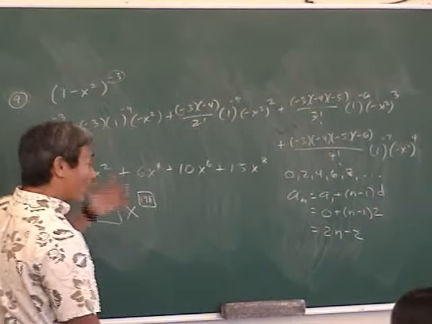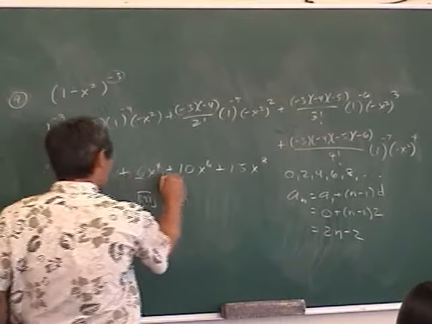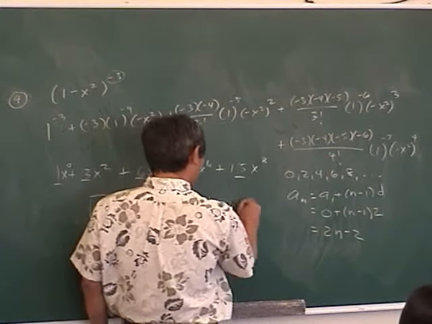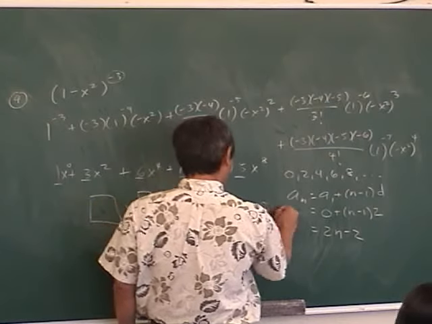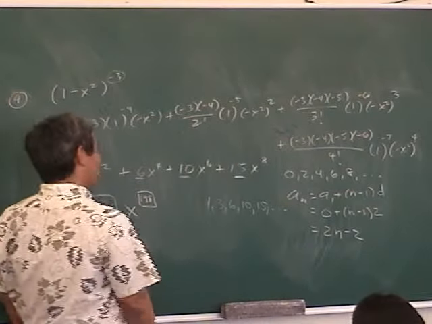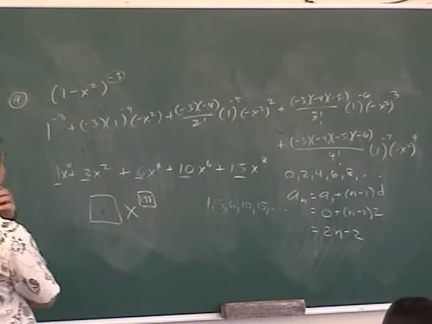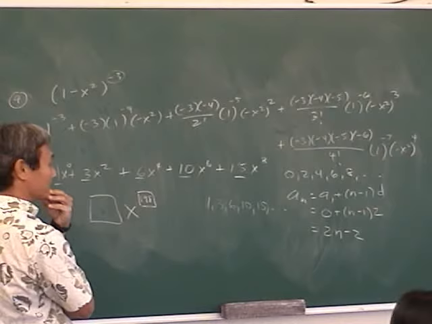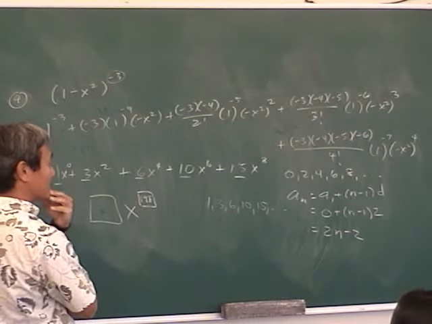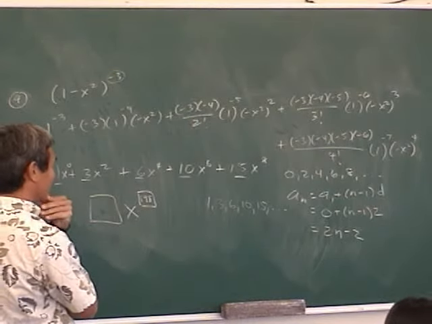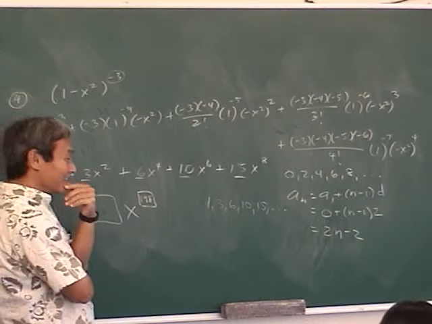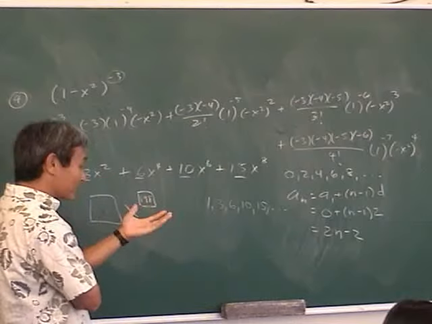Now, here's the pattern I want you to get. 1, 3, 6, 10, 15. Ooh, what kind of numbers are these? This is from elementary school, people. Maybe some of you first learned it in pre-algebra. These are the triangular numbers.